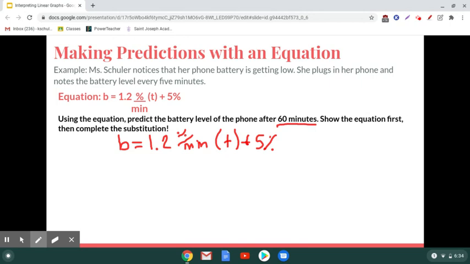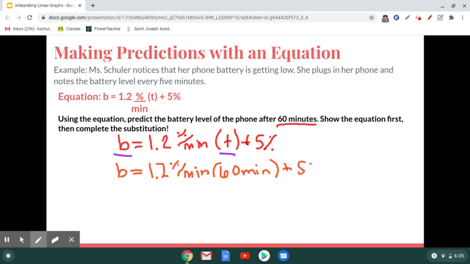All right, now we're given 60 minutes. We need to plug this into our equation. Now we can only plug things in for B or for T. These are our variables. Everything else in here is a unit. We can't plug things into percents or minutes. So we have to pick, where would 60 minutes go? Is that a time or is that a battery level? Well, that's a time, so we're going to plug it in for T. So we're going to rewrite it, but fill in 60 minutes for our time. So everything else stays the same, but for time, we're going to put 60 minutes in.